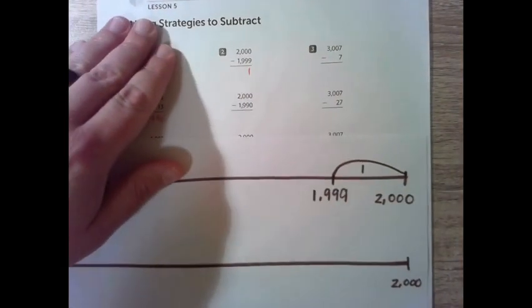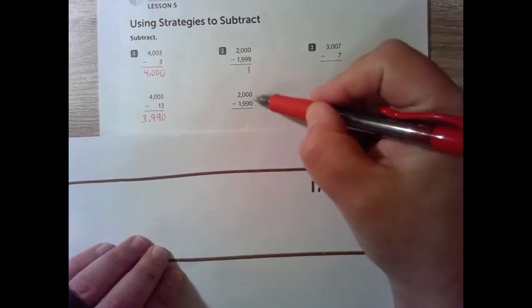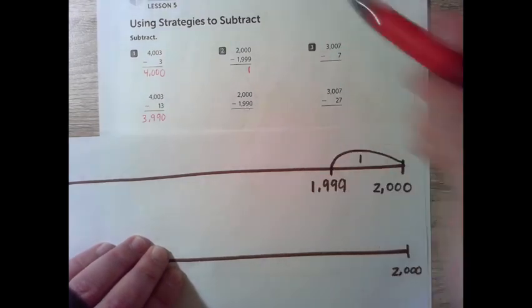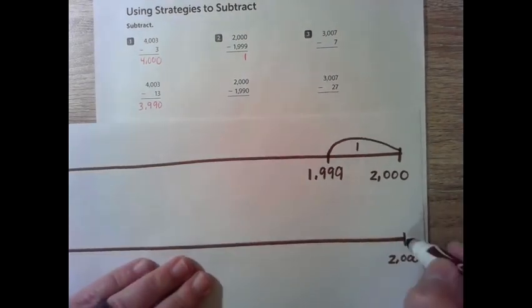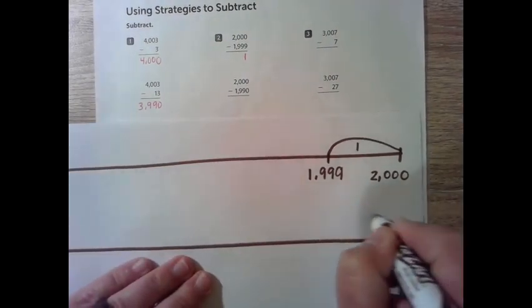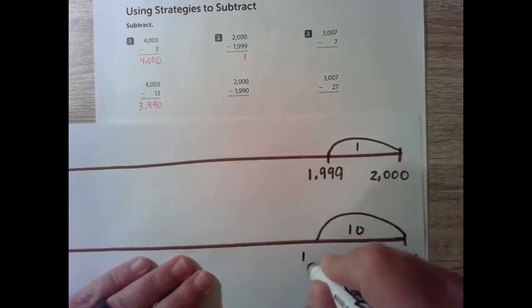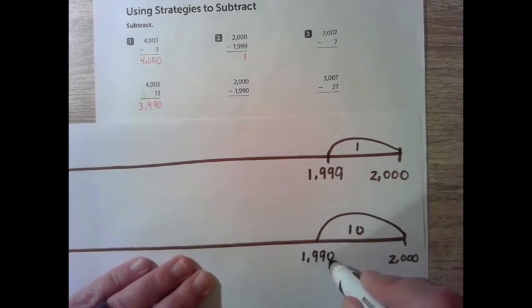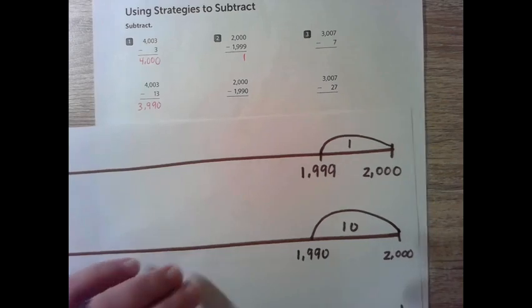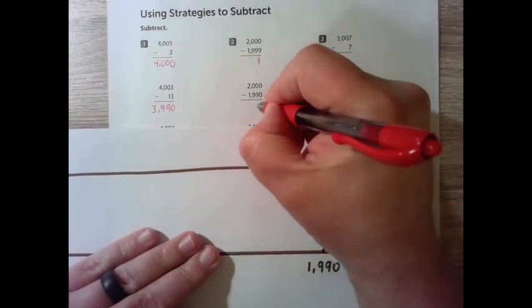So now, working on this one, 2,000 take away 1,990. Well, again, I know that if I start at 2,000 on my number line and I go backwards 10 this time, make a jump of 10, that leaves me at 1,990. Because if you go 1,990 plus 10, you get to 2,000. So this one, again, is pretty simple. It's just a jump of 10.